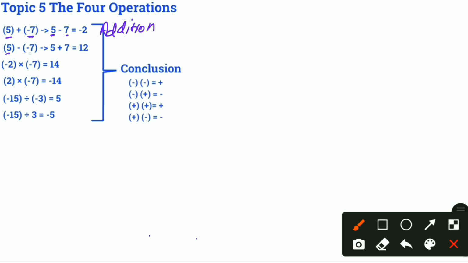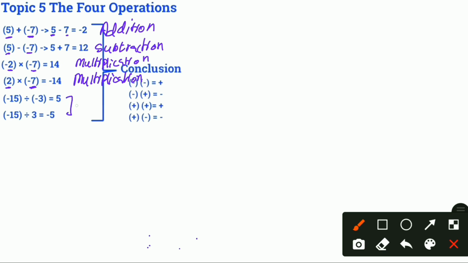Again, positive 5 and negative 7, and there is subtraction: 5 minus minus 7. So minus minus is plus. So 5 plus 7 is equal to 12. Again, these are two negative numbers, and there's a multiplication. Minus minus is plus, so 14. Now two numbers, 2 is positive and 7 is negative, minus 7, and again there is multiplication. Plus minus is minus, so minus 14.